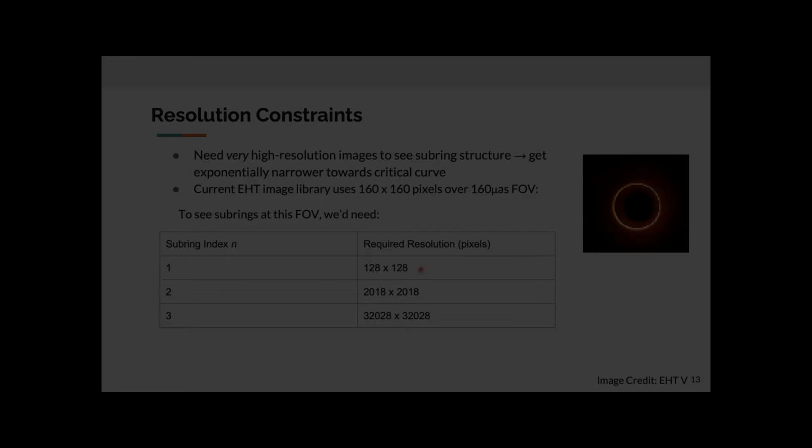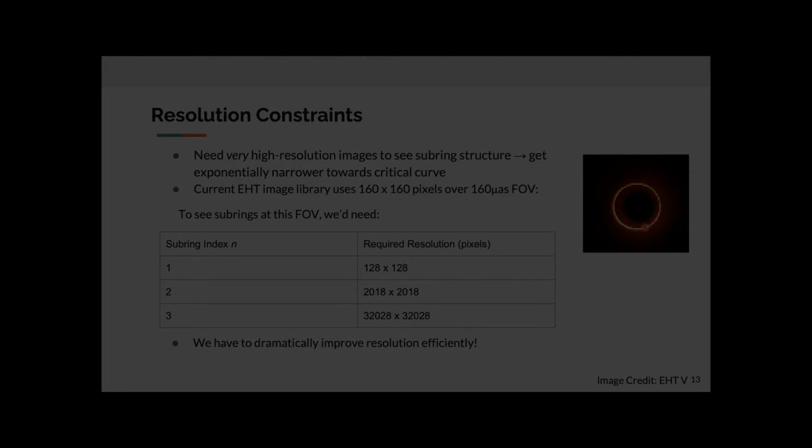But if we wanted to see the n=2 subring, we would need to kick up this resolution by a factor of nearly 20, hitting over 2000 by 2000 pixels in the image. And to see n=3, we would need to go even larger and get to over 32,000 by 32,000 pixels in this image. So we certainly cannot see n=2 or n=3 in this kind of image, just n=1. And so the bottom line is that if we want to probe the subring structure at values of n larger than 1, we have to dramatically improve the ray tracing efficiency.